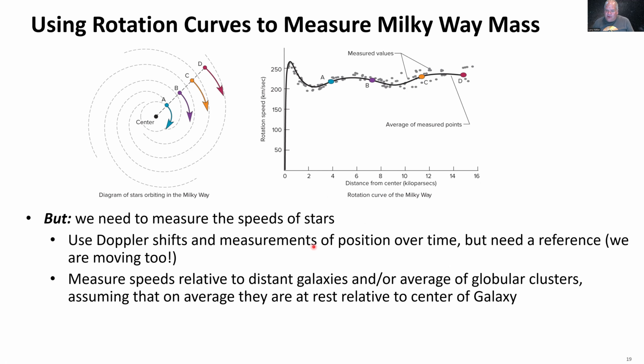And especially if we're using Doppler shifts, because we're moving too, so we have to consider our velocity and the star's velocity to calculate how fast it's going. And generally, astronomers do this by using either the average of globular clusters, because they're all symmetric around the sky and orbiting around the center, so they should average out to zero velocity, or distant galaxies that essentially aren't moving at all relative to the center of the galaxy.